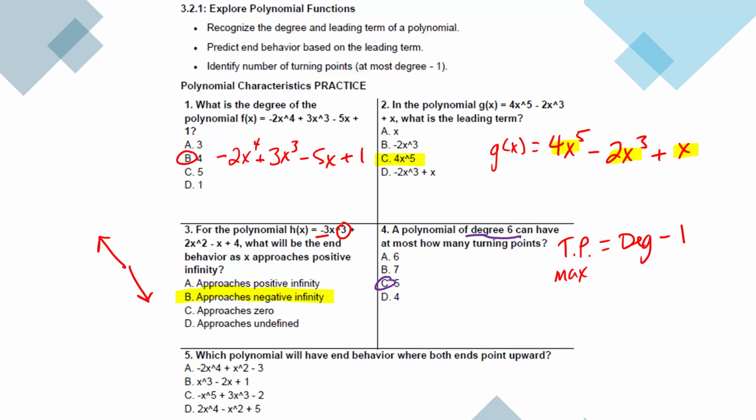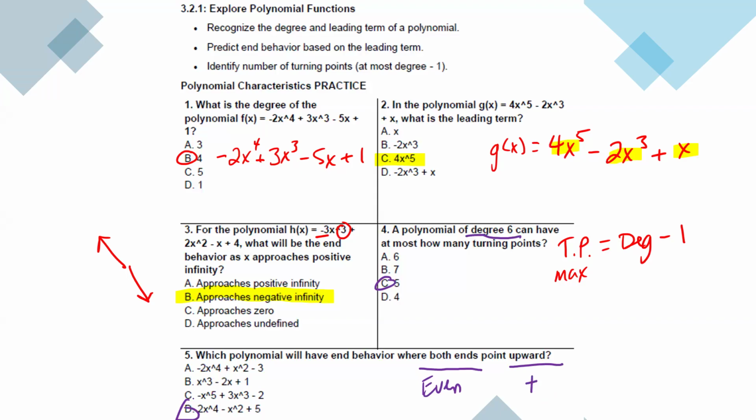Okay. All right, next. So in end behavior, it says which polynomial will have an end behavior where both ends point upward. Okay, so both tells us that our degree has to be what? Even. So we know that our degree has to be even, and upward tells us that our leading coefficient has to be positive. There we go. So what's my answer choice? Which answer is correct? There you go. D.